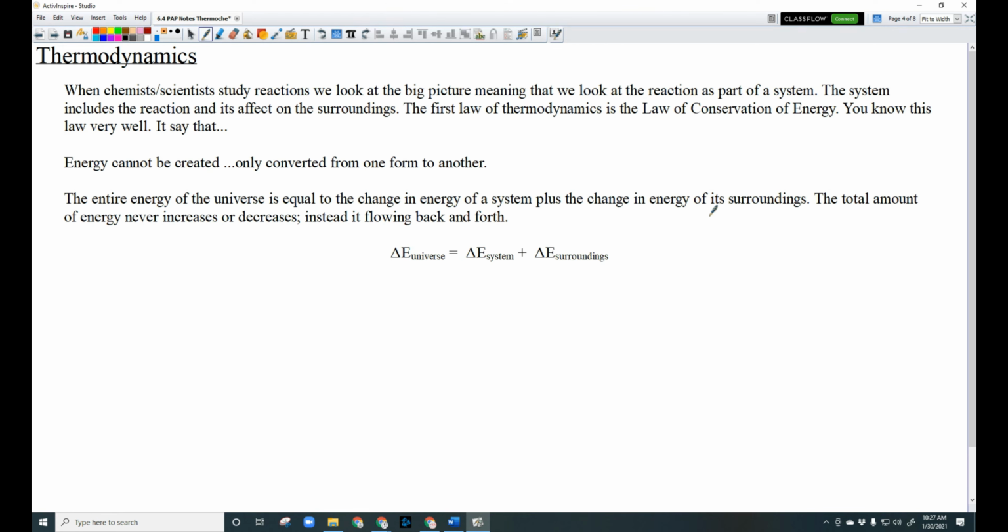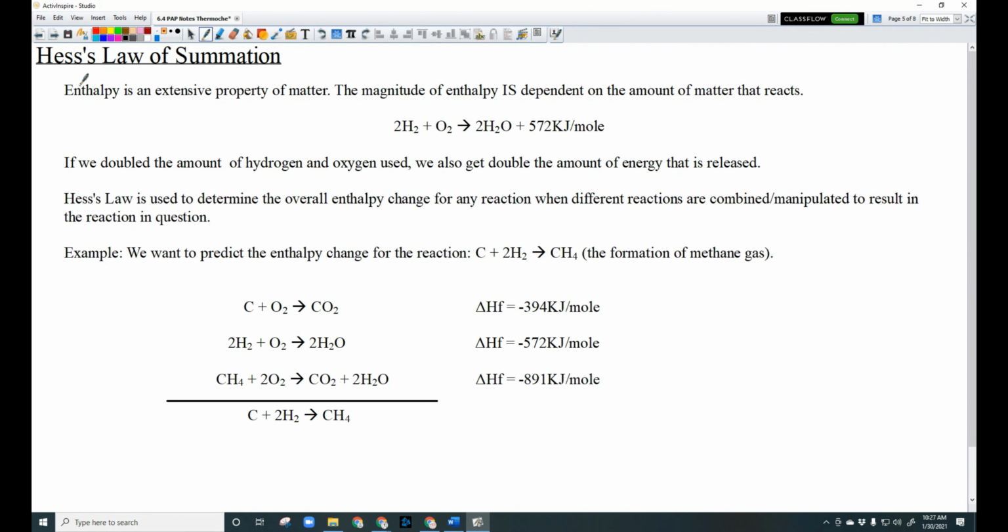So we're going to look at this in our study of thermodynamics. Just remember, energy cannot be created or destroyed. If one side goes up, the other side goes down. All right, so the first part of thermodynamics that we're going to look at is called Hess's law of summation. And this is the enthalpy change.